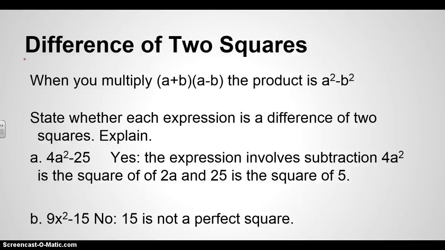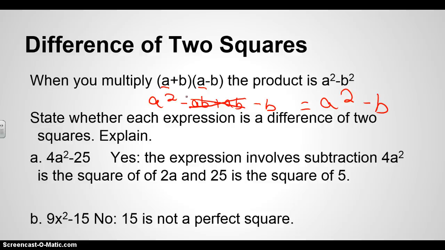And you can also look at this by thinking of the FOIL method. When you do a times a, that's going to give me a squared. A times negative b is negative ab. B times a gives me a positive ab. And positive b times a negative b gives me a negative b squared. The negative ab and positive ab cancel each other out, so you're left with a squared minus b squared. So if you're still struggling with how we got the a squared minus b squared, you can think of the FOIL method when you see these two binomials set up the way they are to help you understand some of these rules better.